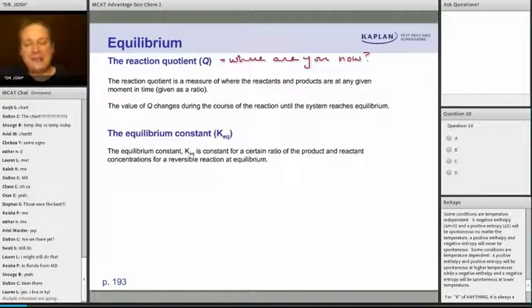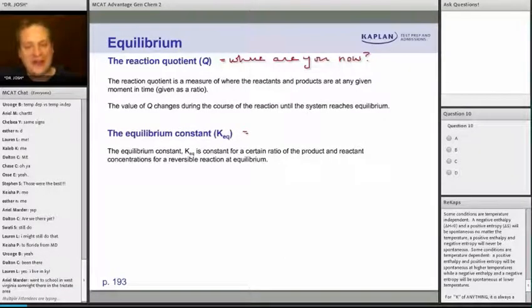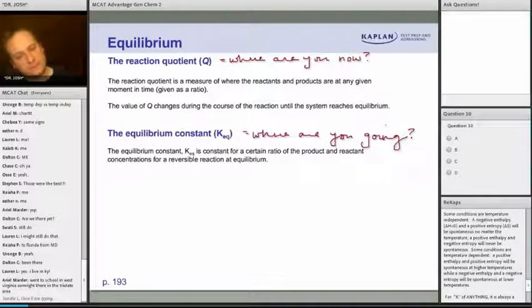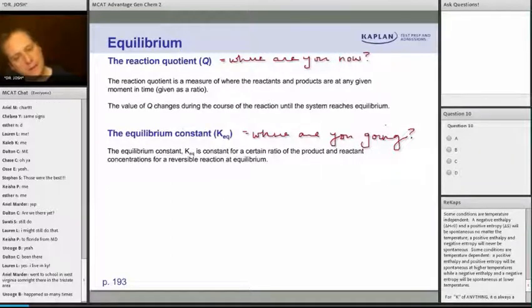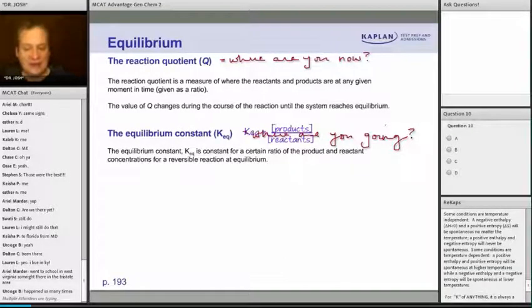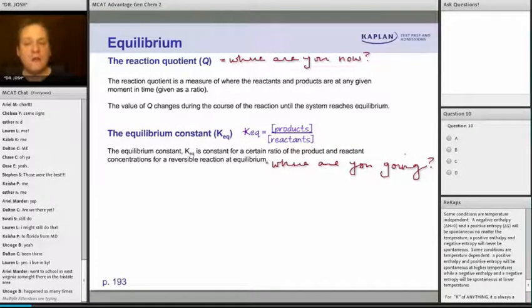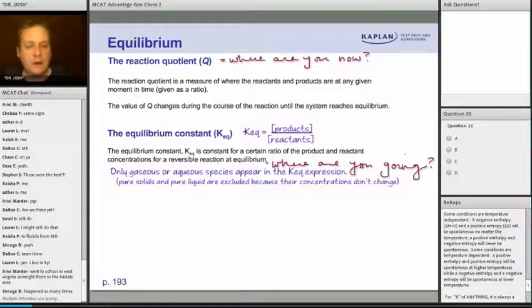And so, Q changes until you reach that equilibrium constant. So Q is where you are now. Equilibrium constant, where are you going? And so Q is always trying to reach K. The trip wants to be over. We want to be in the hotel. We want to be sitting by the pool. We want to be relaxing. But we got to get there first. And so remember that since it's where we're going, it's just that relationship, products to reactants.